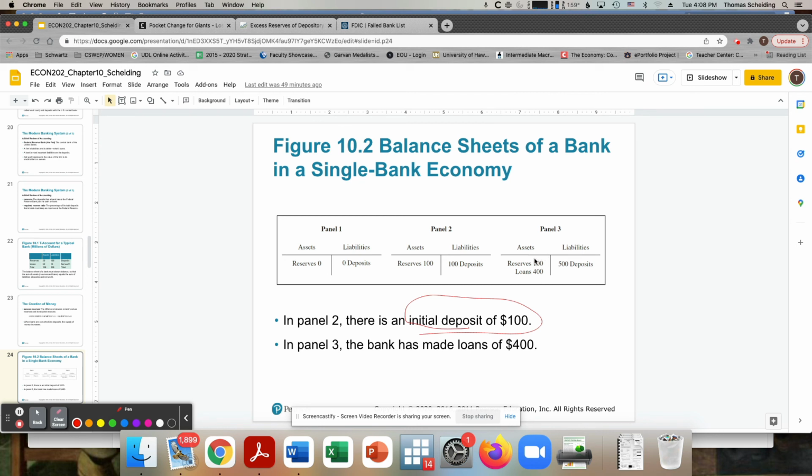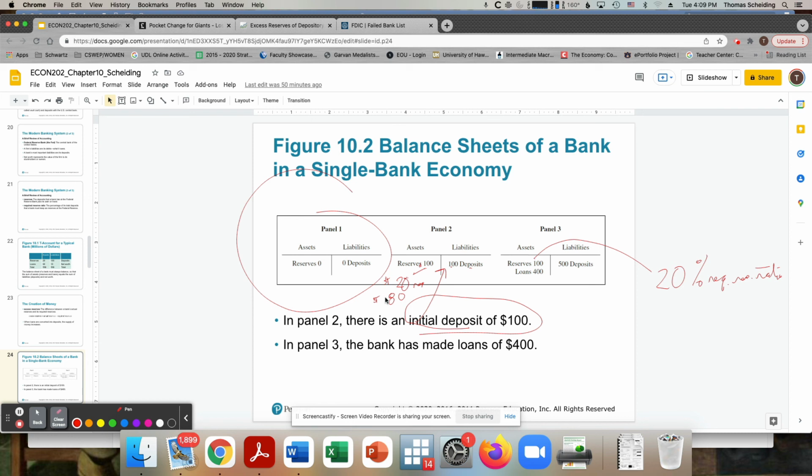What we can see here is that it must have about a 20% required reserve ratio. How do I know that? Because 100 is 20% of 500. In panel one, there was no money there. Then the money was deposited, and we still had assets equaling liabilities: $100 deposit, $100 in the bank vault. Then it took what was in the bank vault, the $100, held 20% of that in required reserves and lent out $80.